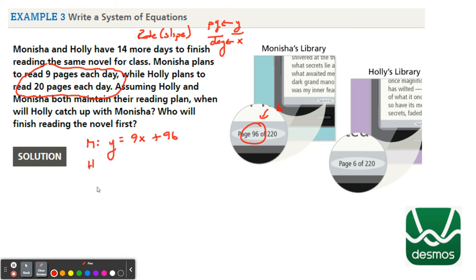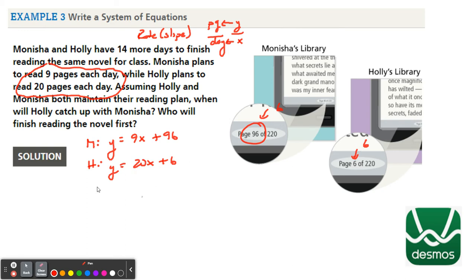For Holly, right? Holly reads at 20 pages per day, and she is on page 6. That's her B value. So Y equals 20x plus 6. And again, you'd expect to see Holly reading at a faster rate because she's so far behind Manisha already.